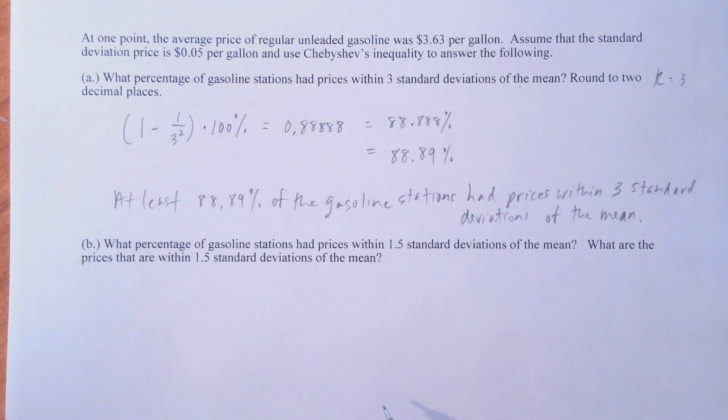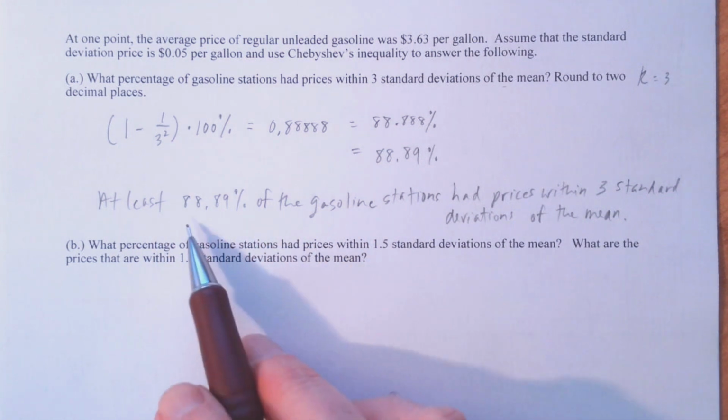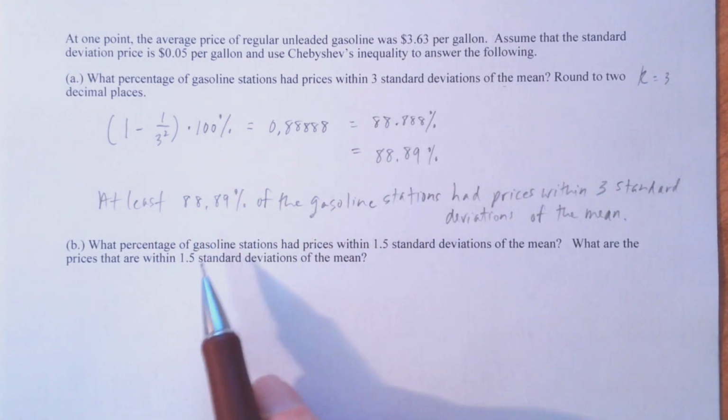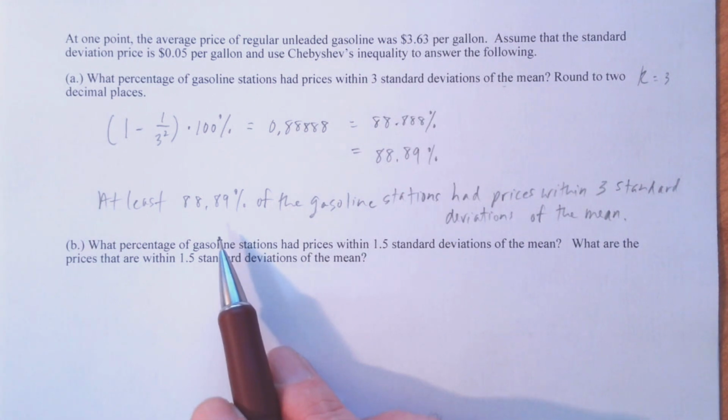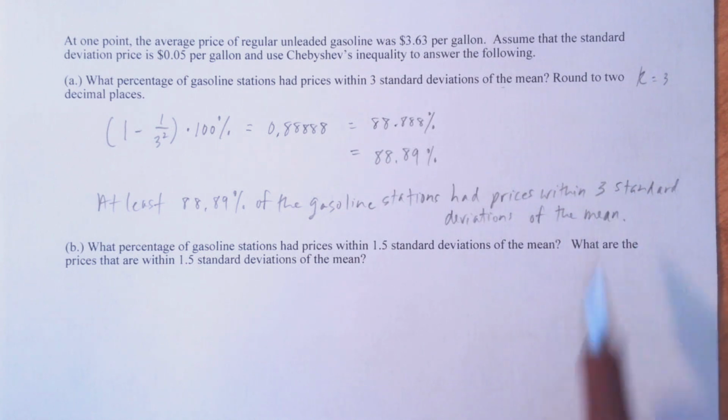Now, when you do this problem, or a problem like this in my math lab or my stat lab, it'll just ask you for this part, but I just want to make sure you understand what it's saying here. At least 88.89% of the gasoline stations had prices within 3 standard deviations of the mean. Alright, so let's move on to the next one.